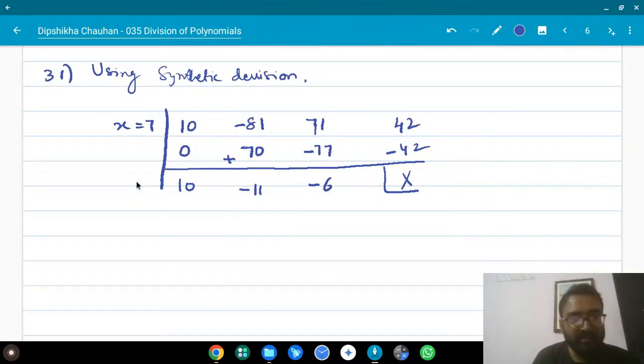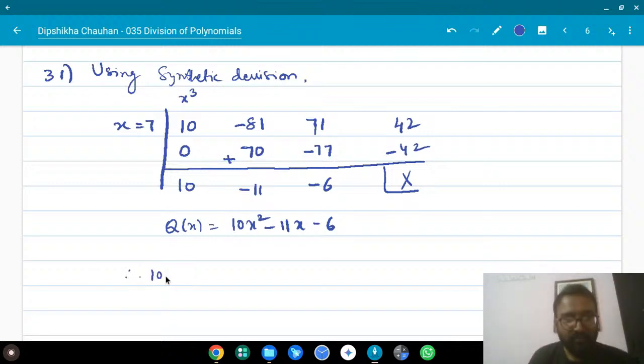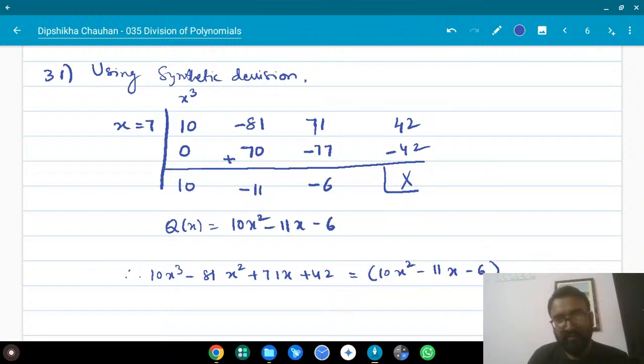This starts with x cubed, so the quotient must start with x squared. So the quotient q of x is equal to 10x squared minus 11x minus 6. Therefore 10x cubed minus 81x squared plus 71x plus 42 is equal to 10x squared minus 11x minus 6 into x minus 7. Don't write x plus 7, it is x minus 7.